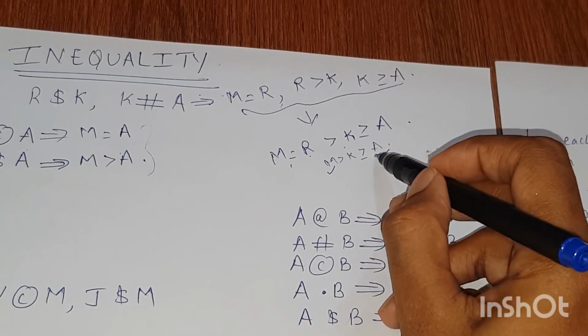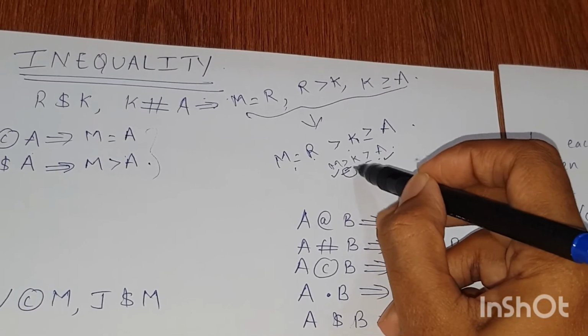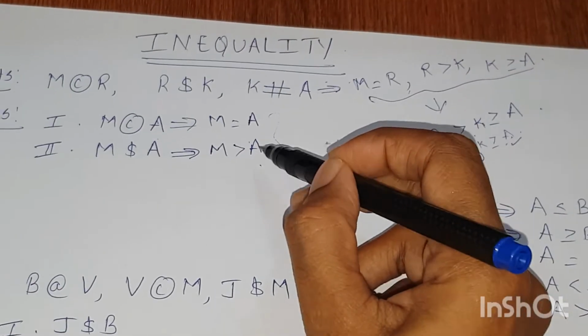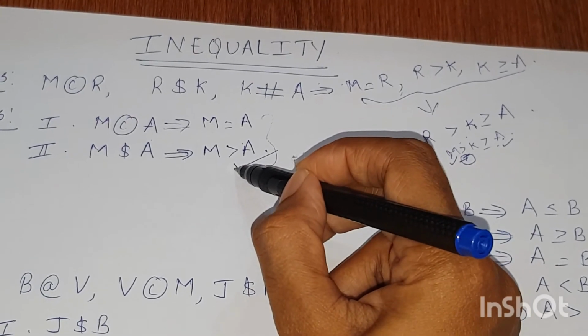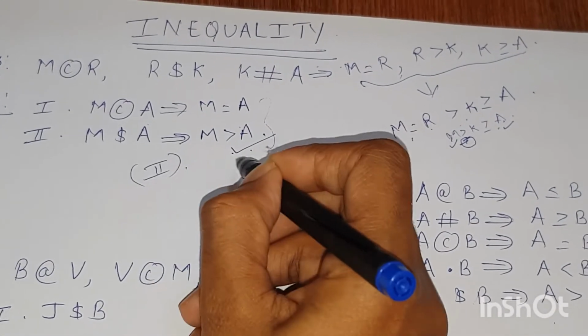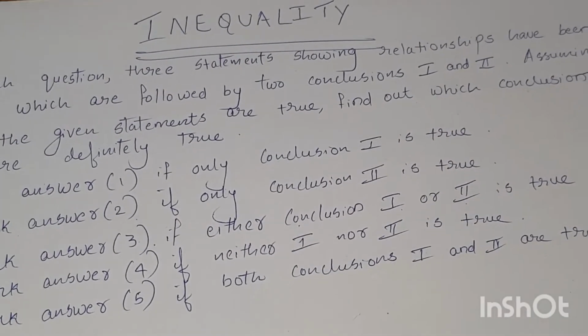Okay, not greater than or equal to. Here it is only greater than sign, right? So M is greater than A. So the option is this one, not equal to A, it is only greater than A. So conclusion 2 is true. So we have to mark answer 2 if only conclusion 2 is true.